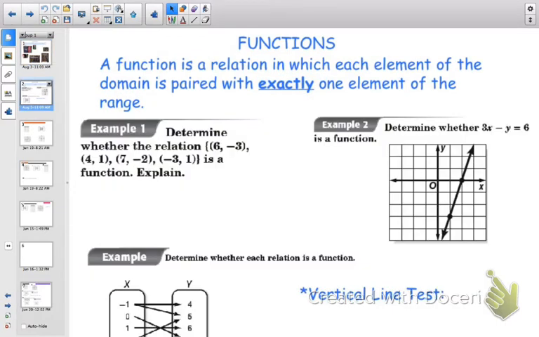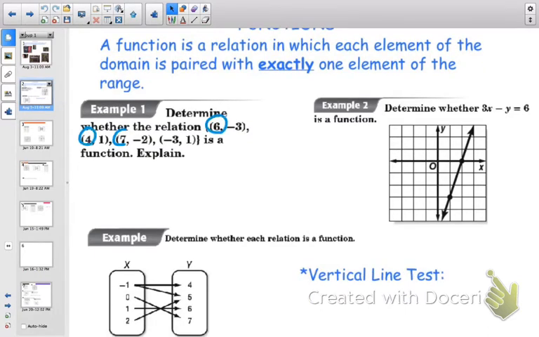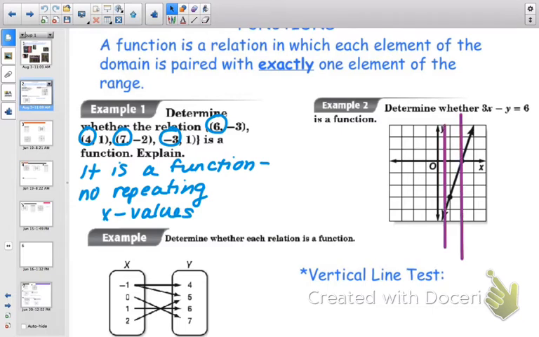So let's look at determining if the relation is a function. For the first example, we're going to look at just the x values. There is no repeated x value, so it is a function. Let's check out example 2. We're going to use the vertical line test. So we're going to draw a vertical line and see if it hits more than 1 point. Because it only hits 1 point through each vertical line, it is a function.